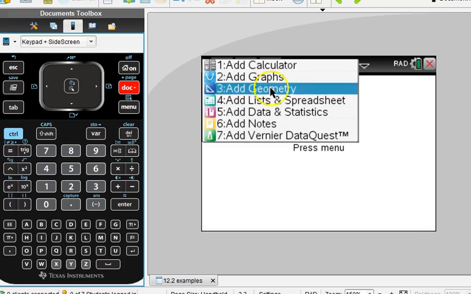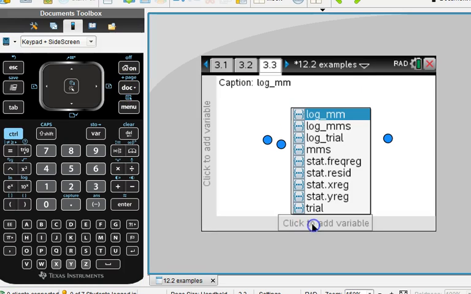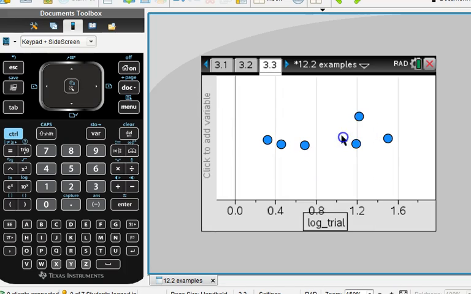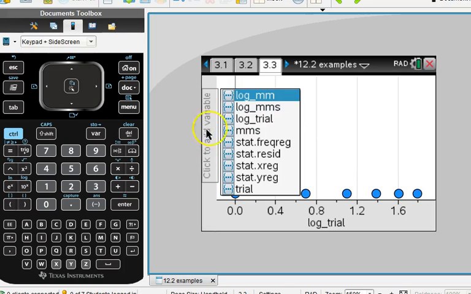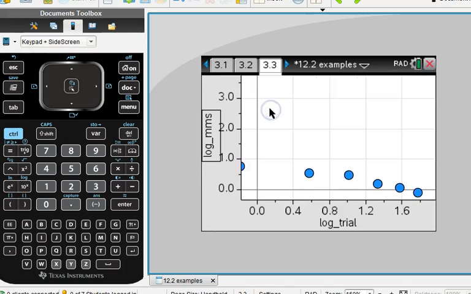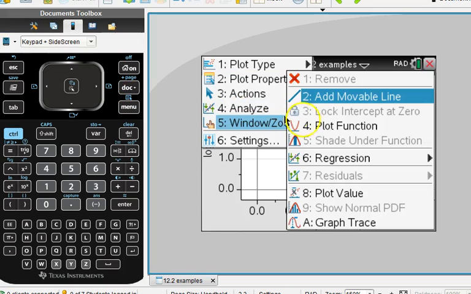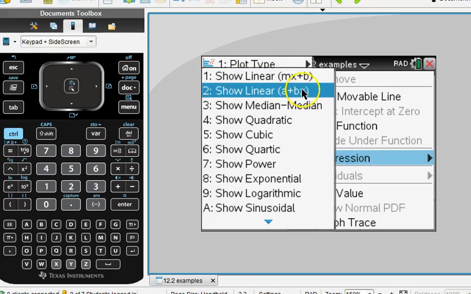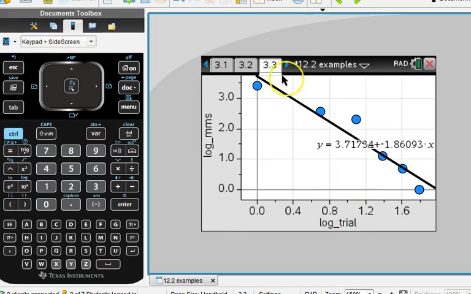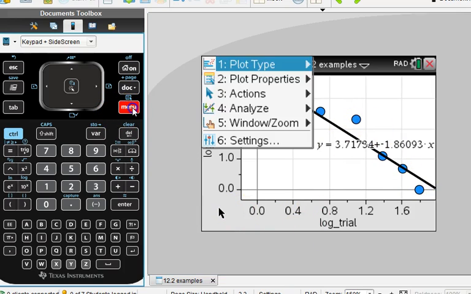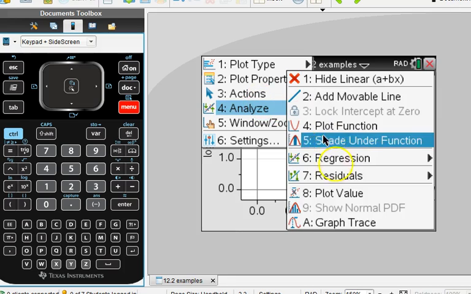So if I add a data and statistics page, we're going to try the log version first. So we did log of trial, and this is actually natural log. I just typed it as log instead of natural log, which I probably shouldn't have done. Okay, so we see here still a slight curve in the data, but much straighter than it was before. Let's take a look at a regression and then look at the residuals. So if we do a regression, you can see it fits pretty well. There are residuals, but they're going to be fairly small ones.